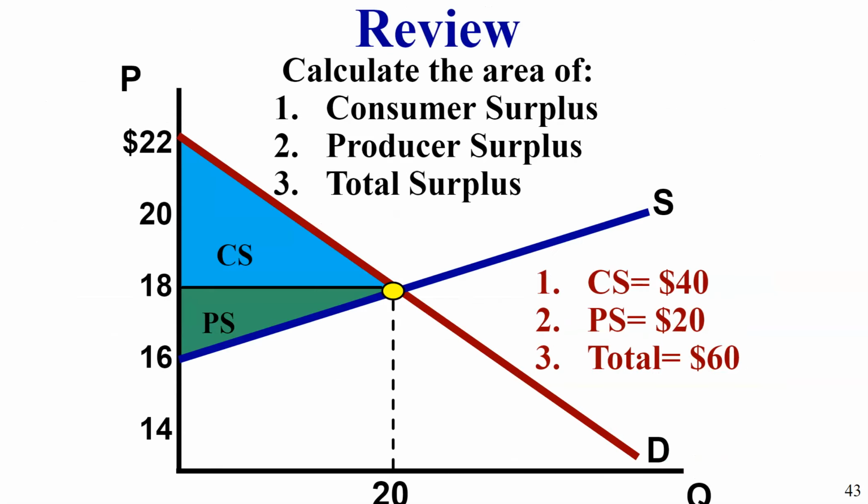So again, consumer surplus in this example, again, 22 to 18, so that would be 4 times 20 is 80.